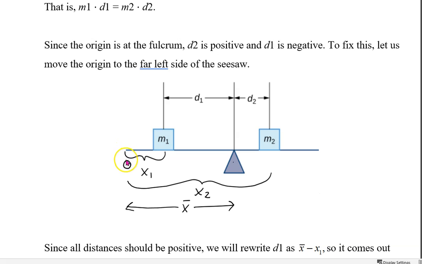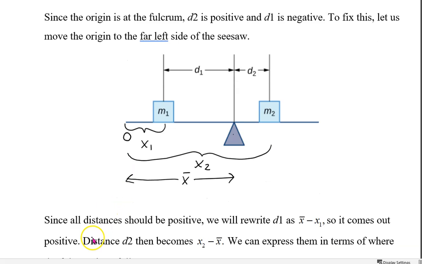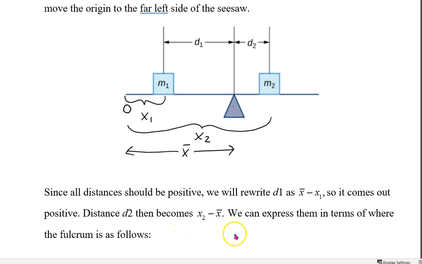When we put the origin here, that changes this distance to x1, and this distance from kid 2 to the origin as x2. Then the fulcrum here will be located at x bar from the origin, which is at the far left end of the seesaw. Now all distances should be positive.